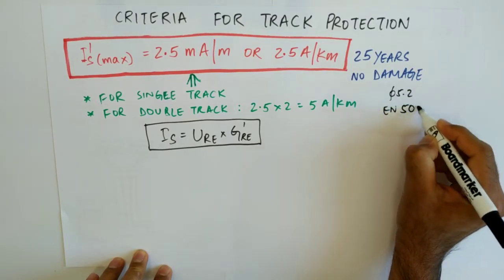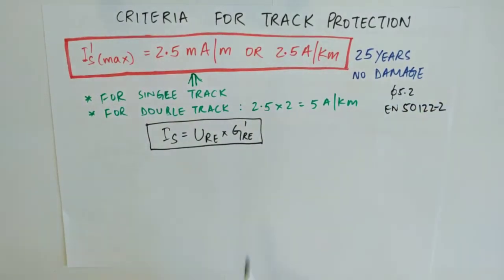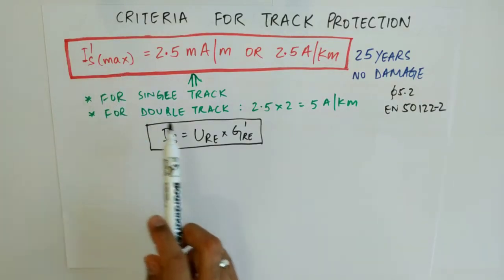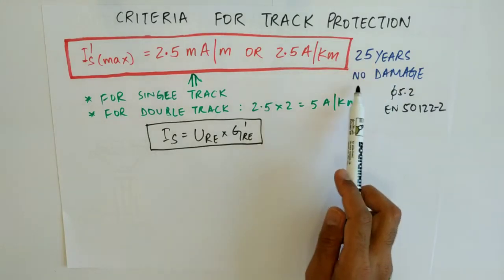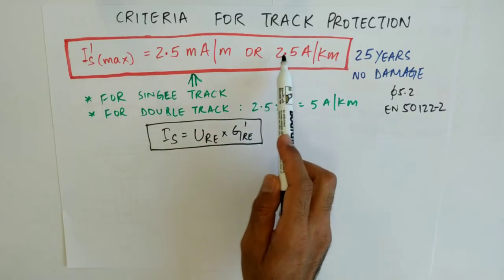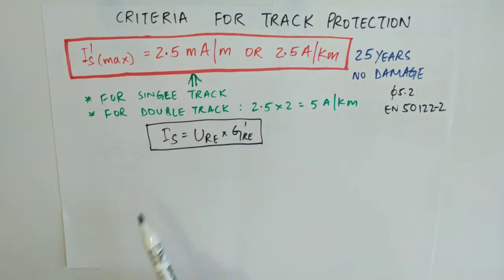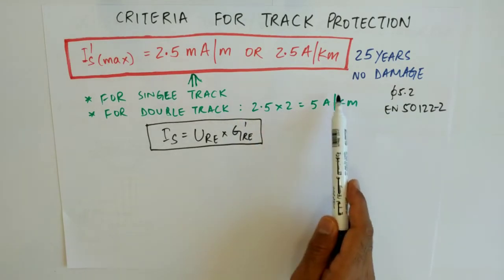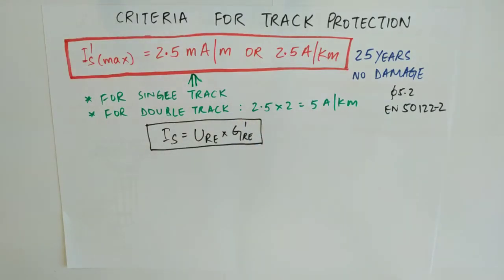This clause states that track to earth conductance is the most influencing factor for the amount of stray current entering. Now the value of the stray current, which shall be limited in order to have a design life of 25 years with no damage to the track slab, shall be lesser than 2.5 amps per kilometer or 2.5 milliamps per meter. Now this value is for only a single track. For double track you have to multiply by 2. That means if upline and downline are there, then this value shall come to 5 amps per kilometer.